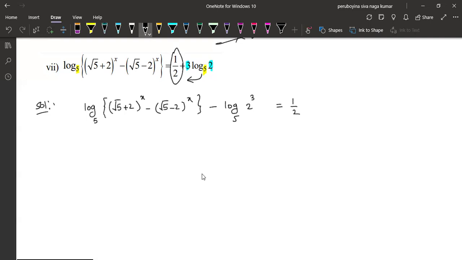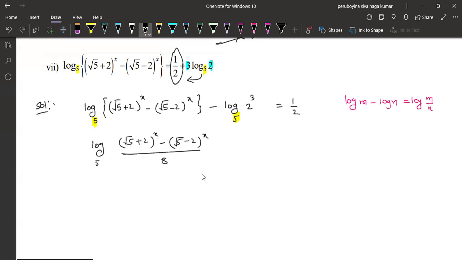Now both values have the same base, log base 5, so you can use the formula log m minus log n is log of m by n. So log of m by n with base 5: (root 5 plus 2) whole power x minus (root 5 minus 2) whole power x, divided by 8, because 2 cube is 8, is equal to 1 by 2.